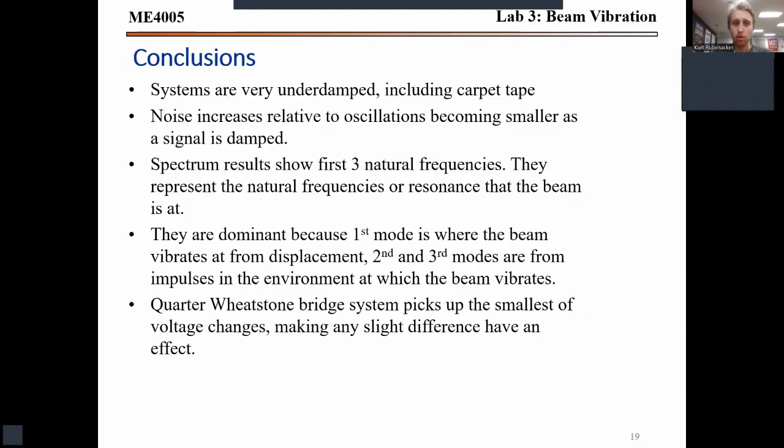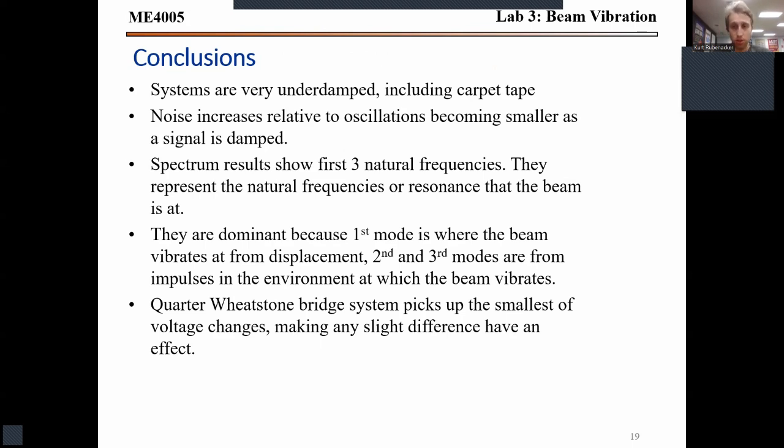In conclusion, the systems are all very underdamped, including the carpet tape. The noise increases the longer you go, and as the signal becomes smaller. The spectrum results show the first three natural frequencies. They represent what the ruler is actually vibrating at.